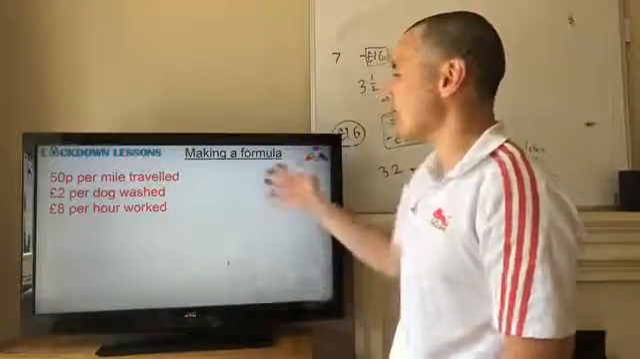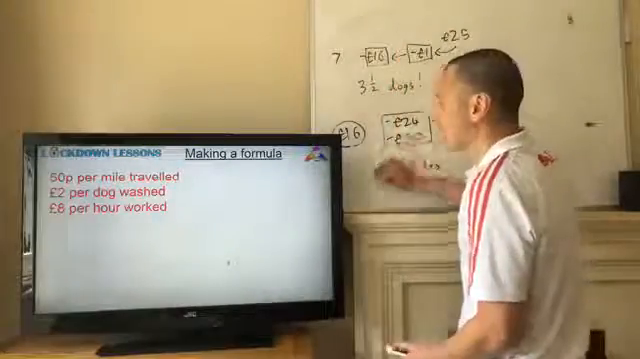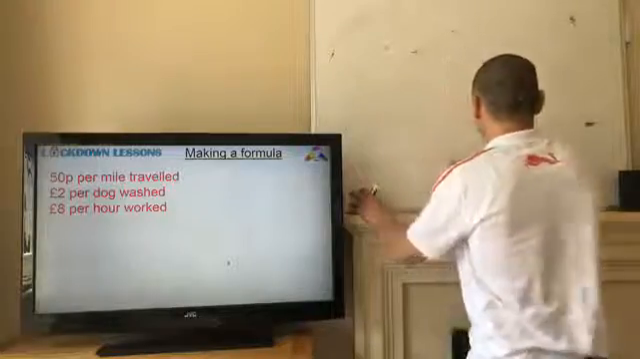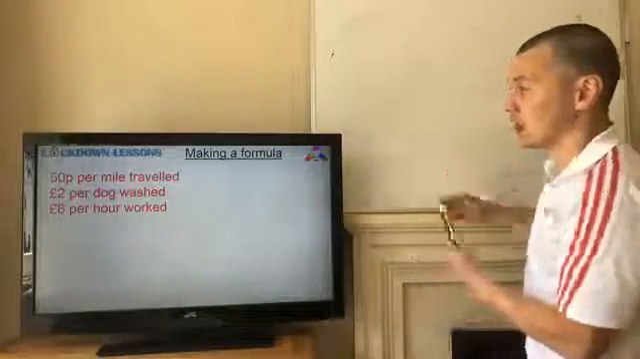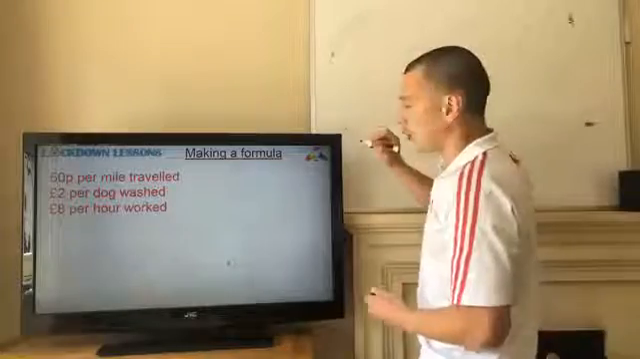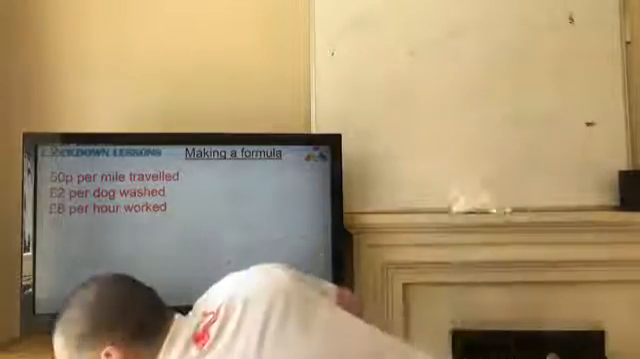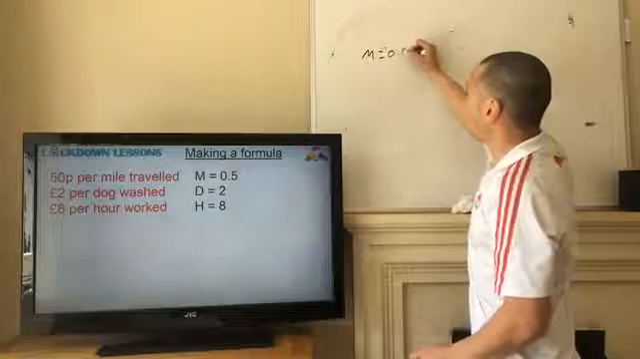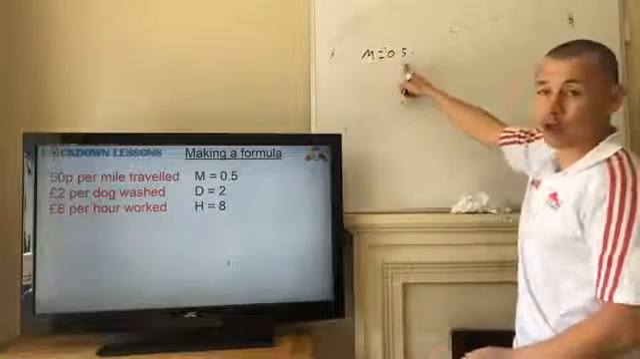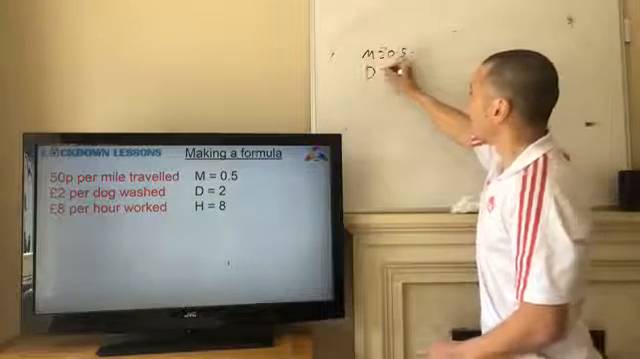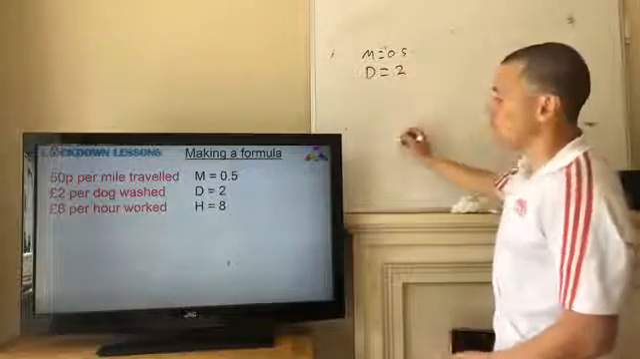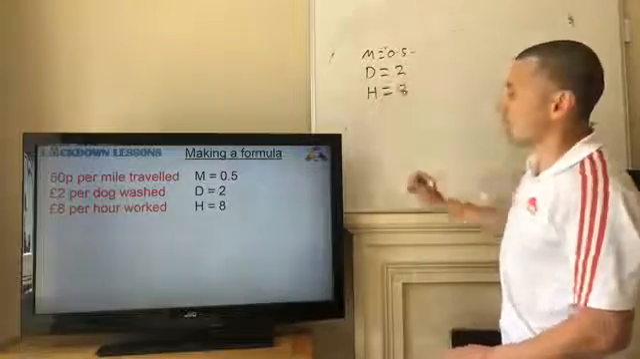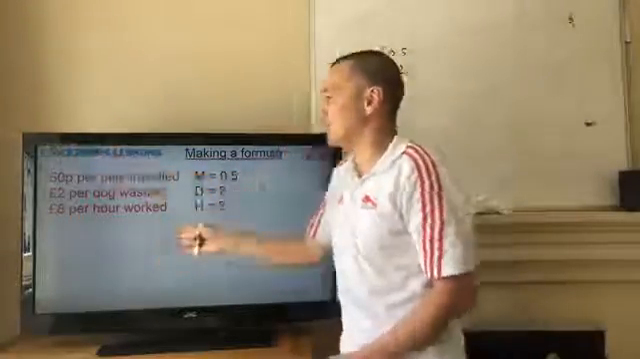Okay, so making a formula. So if we had 50p per mile travelled, we'd want this algebraically for a business. So we would say we're going to call M equals 0.5, so that is the cost per mile. We're going to call the cost per dog D, which is £2. We're going to call the cost per hour £8. And we need to put this together in a formula.